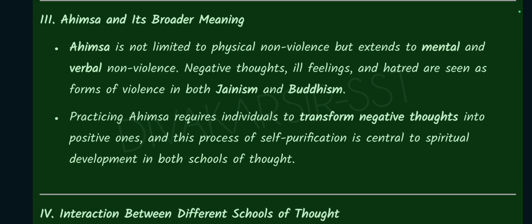Practicing ahimsa requires individuals to transform negative thoughts into positive ones. And this process of self purification is central to spiritual development in both schools of thought.